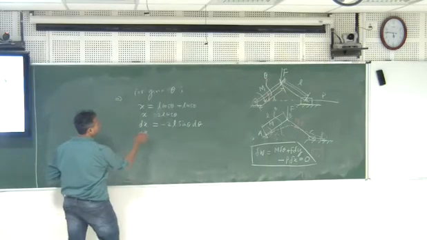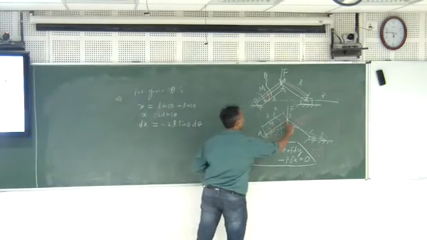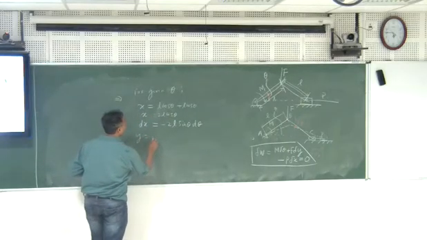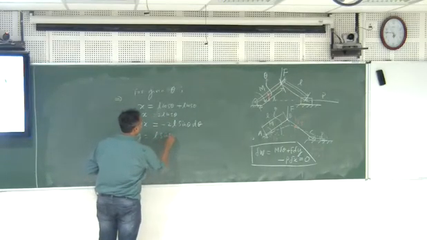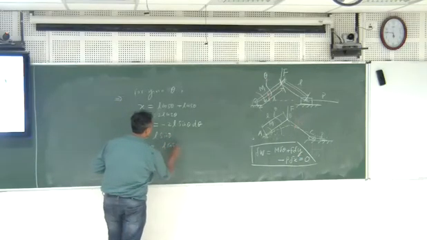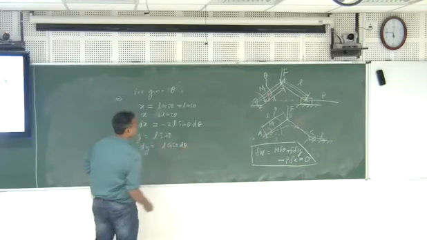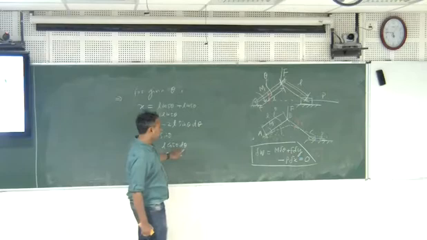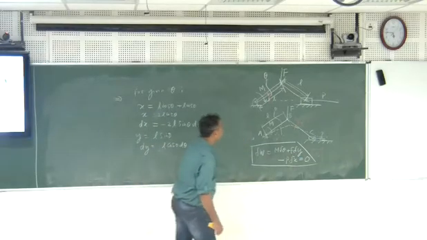In a similar way, you can find out what is the position of y in terms of theta. So y will be given by L sin theta, and if you find out this dy, that will be L cos theta d theta. Now you can see that you can write dx in terms of d theta, dy in terms of d theta.